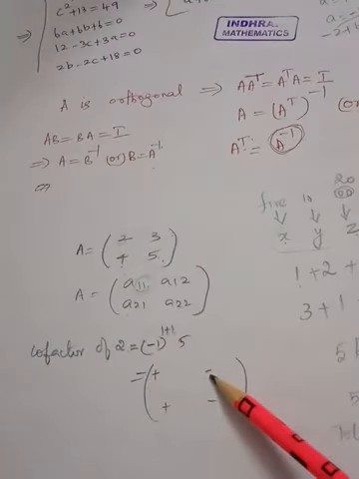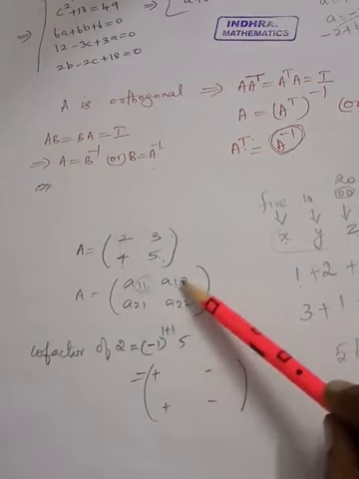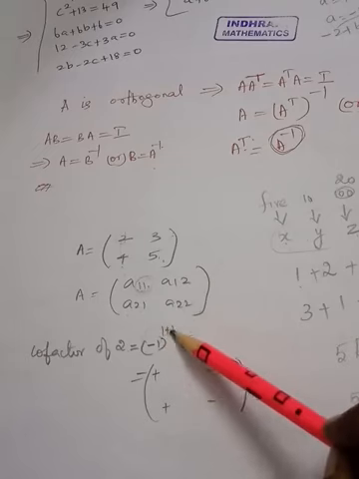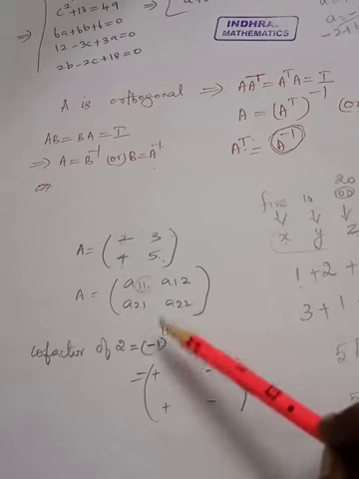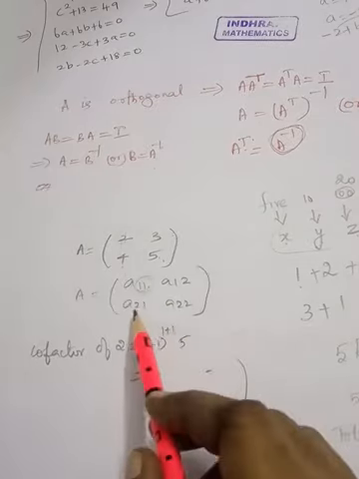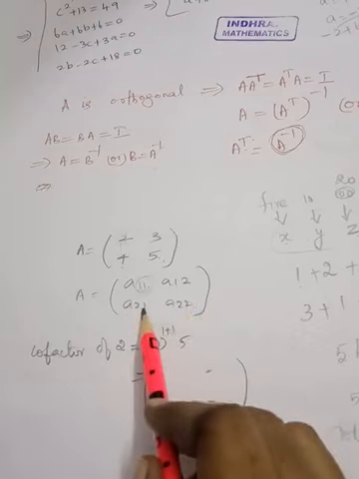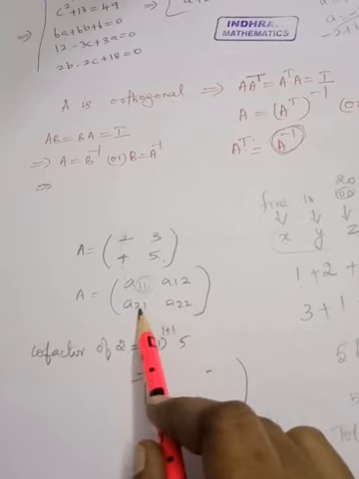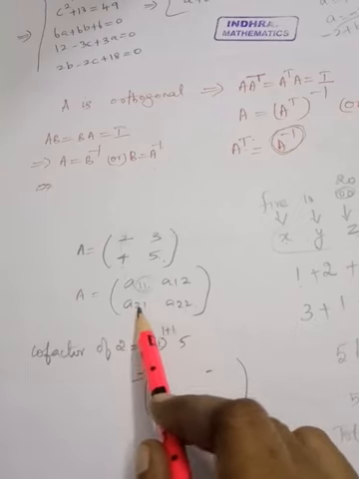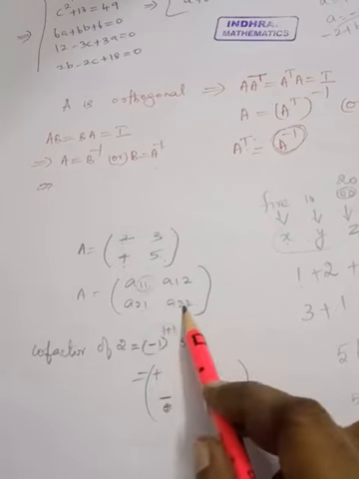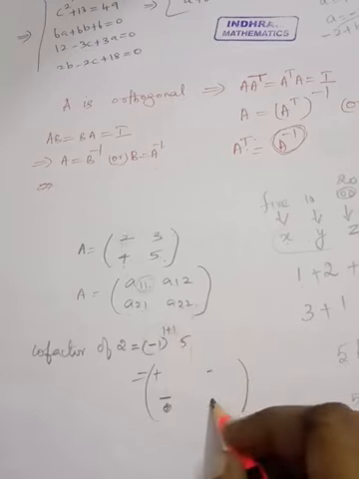So the first number's sign is plus. Similarly, for the second number, A12 means minus 1 power 1 plus 2. 1 plus 2 is 3. Minus 1 power 3, an odd number, means minus will come. Similarly, going to the second row, A21: minus 1 power 2 plus 1. 2 plus 1 is 3, again odd, so again minus. But for A22, minus 1 power 2 plus 2, that is 4, even. Minus 1 power even means plus.